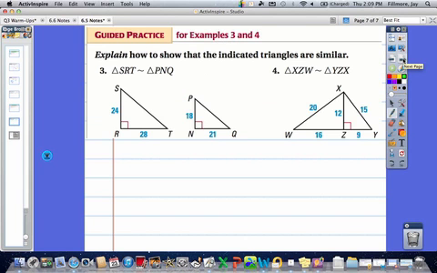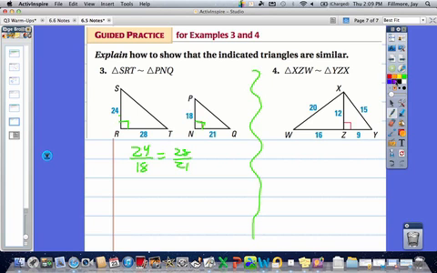And finally, explain how to show that the indicated triangles are similar. So I'm just going to talk you through it without actually doing it because it says explain, not actually do it. So how would I show these are similar? Well, I have a pair of congruent angles, and then I would check to see that my sides are proportional. So I would check to see that 4 over 18 should equal 28 over 21, and that's it. I don't have to do it, it just says explain how you would do it.